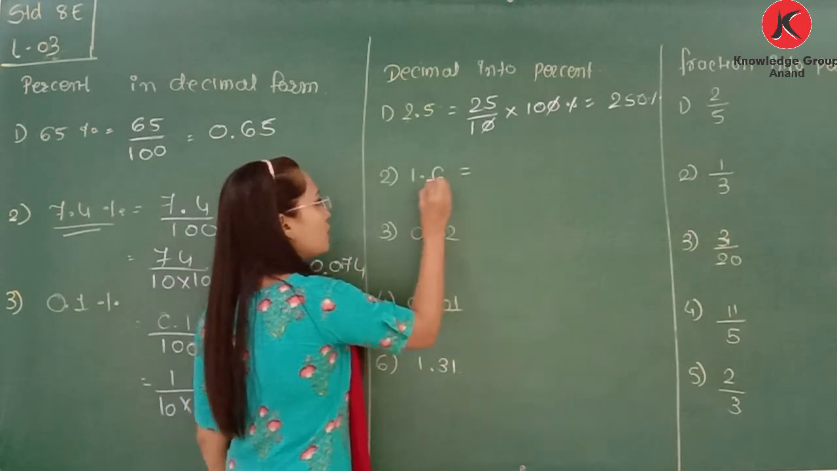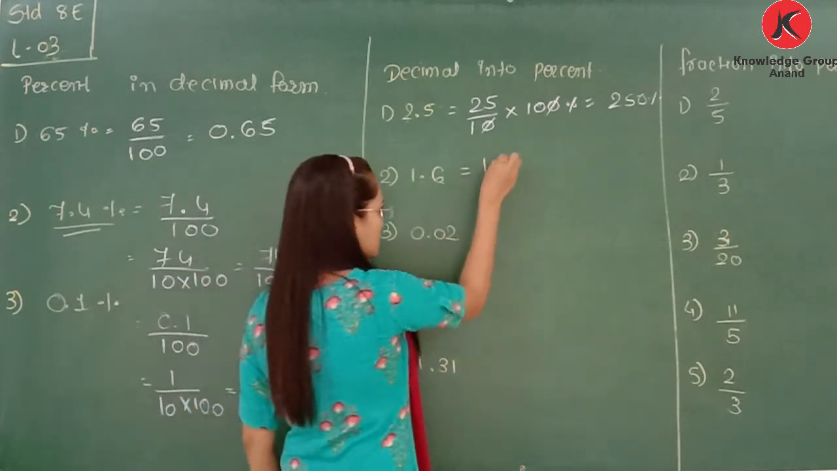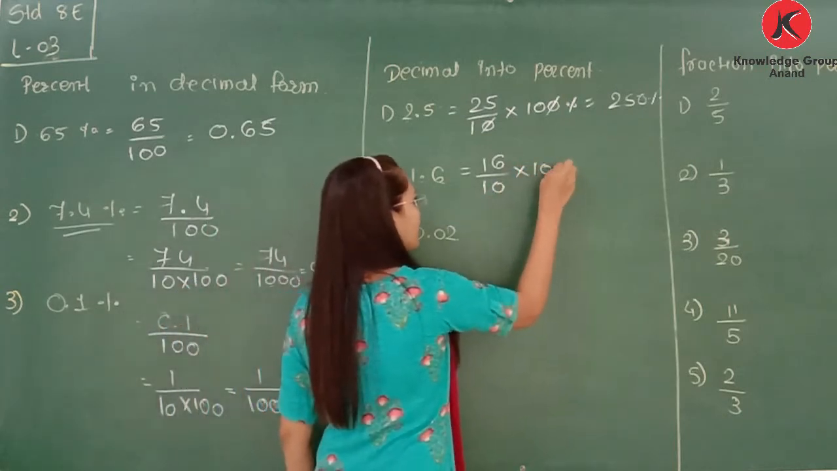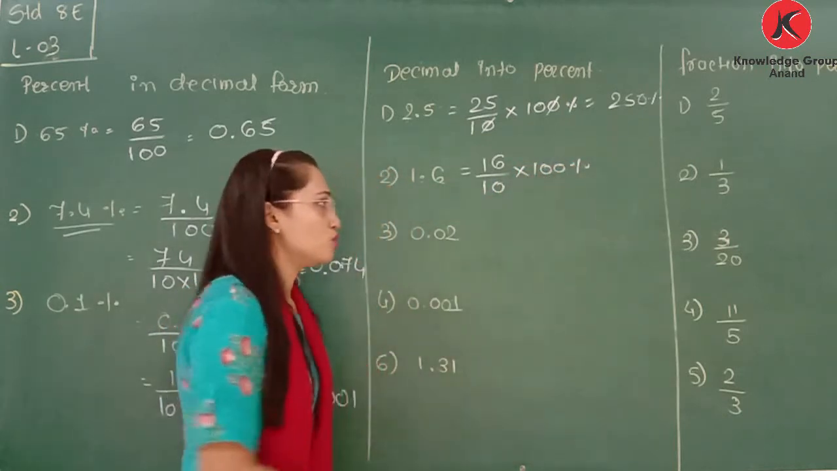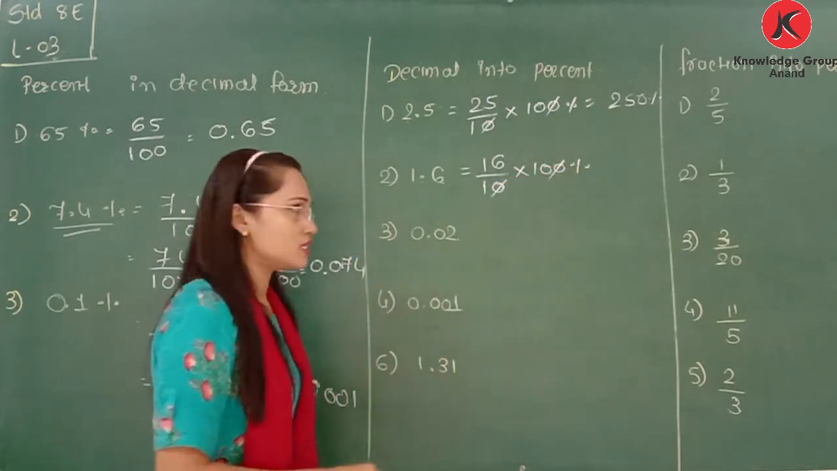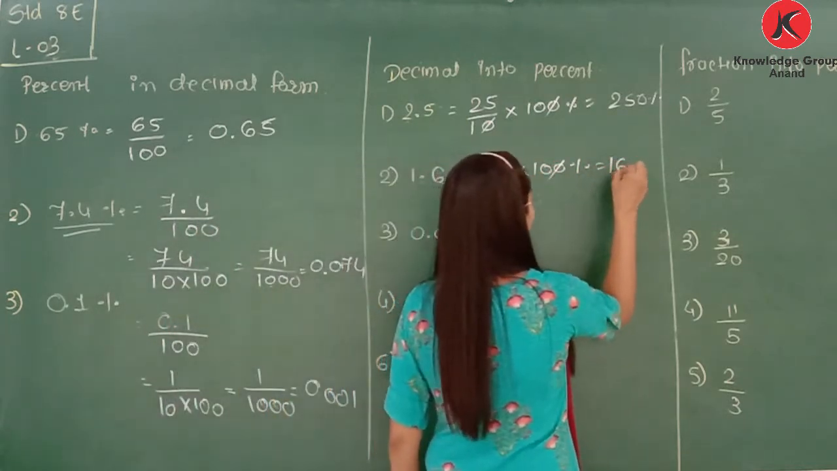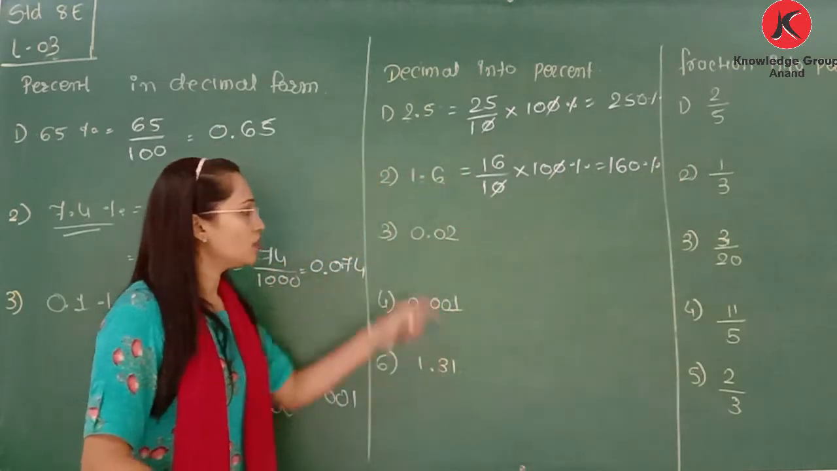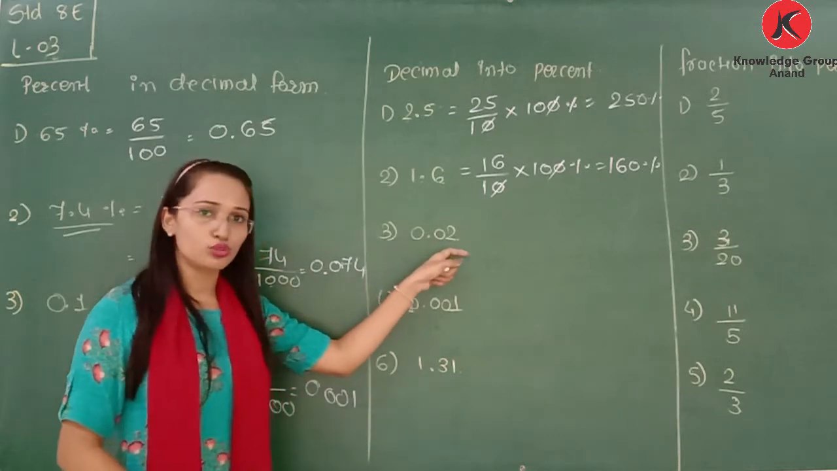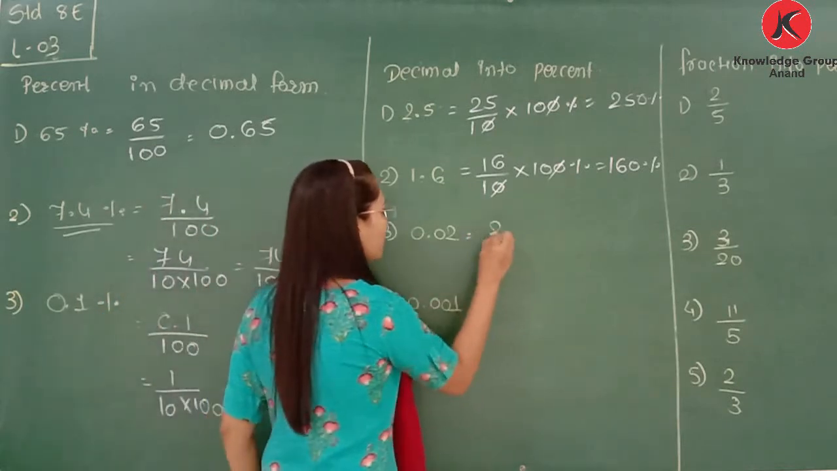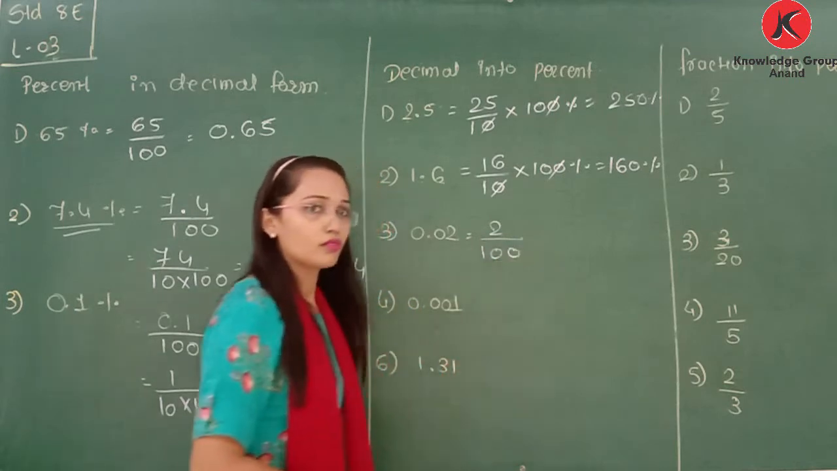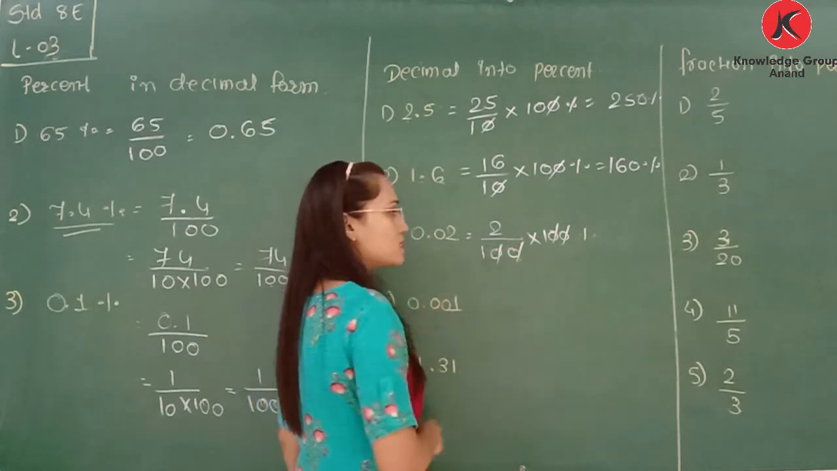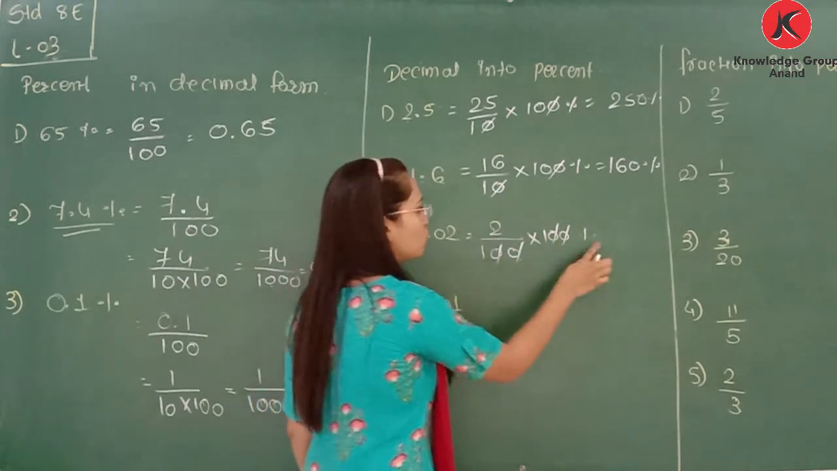Now next one, 1.6. So 1.6 is written as 16 by 10. To find the percentage, multiply with 100%. So here the zeros will be cancelled, and 16 into 10 is 160%. So 1.6 is 160%. Now next, 0.02. Here 0.02 can be written as 2 by 100. Multiply with 100%, the zeros will be cancelled. So 0.02 is equal to 2%.